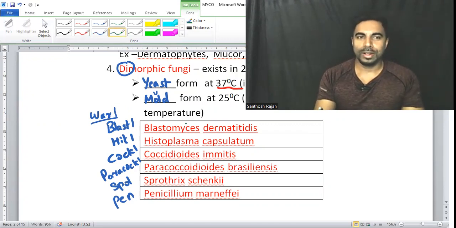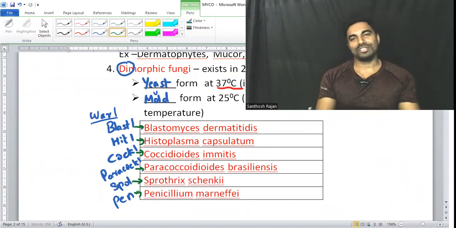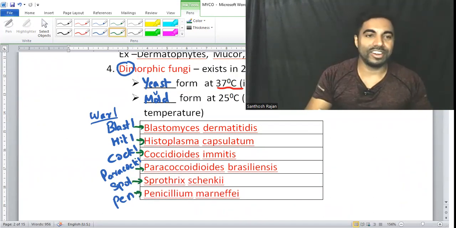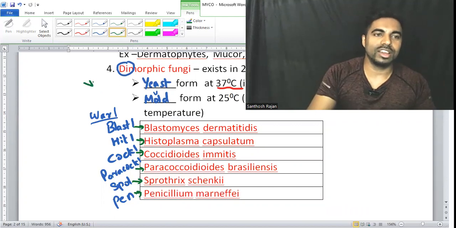Why did I use all these words? Blast means blast karo, blastomycosis. Hit karo, histoplasma. Cock karo, coccidioidomycosis. Paracock karo, paracoccidioidomycosis. Spot karo, sporothrix. Pen karo, penicillium marneffei. Very simple. That is the whole question. Dimorphic fungi is the examiner's favorite topic.